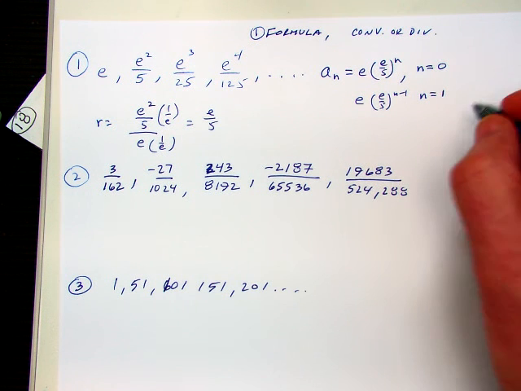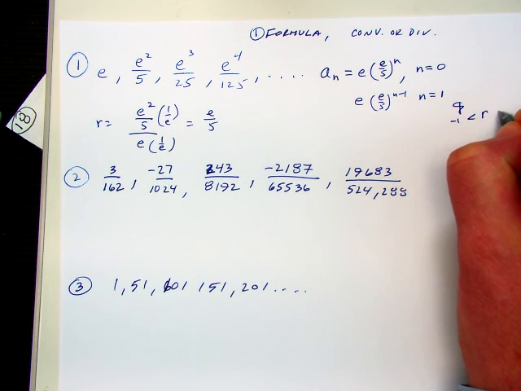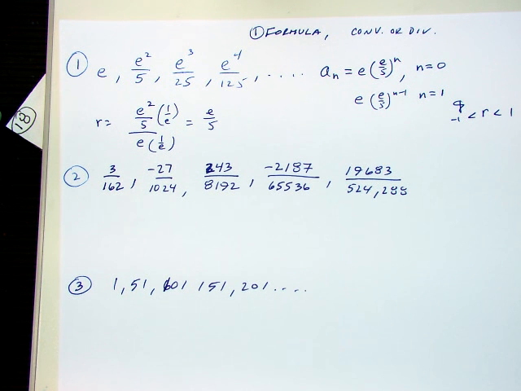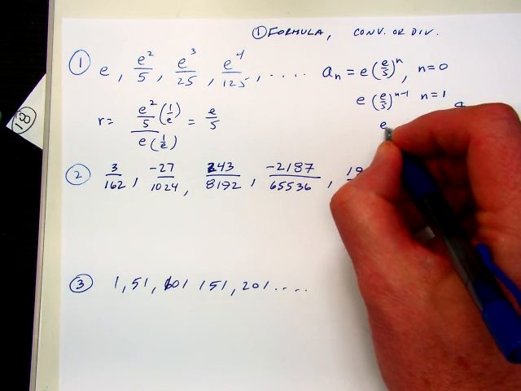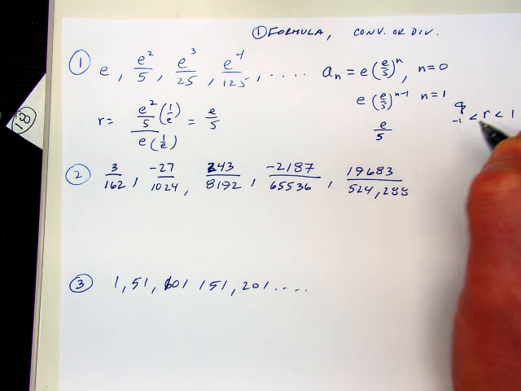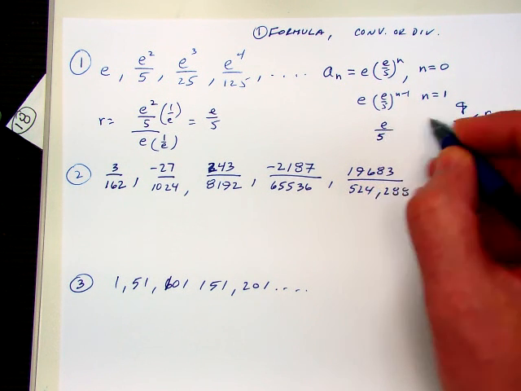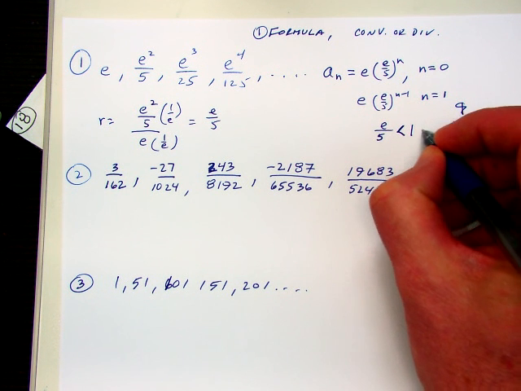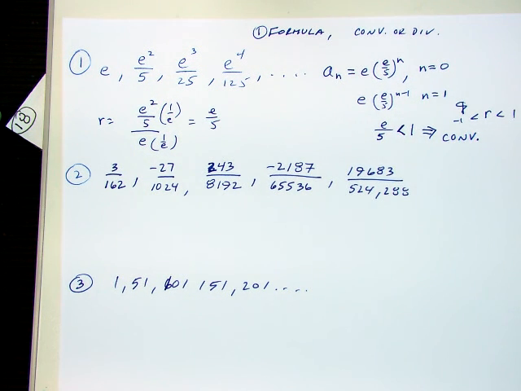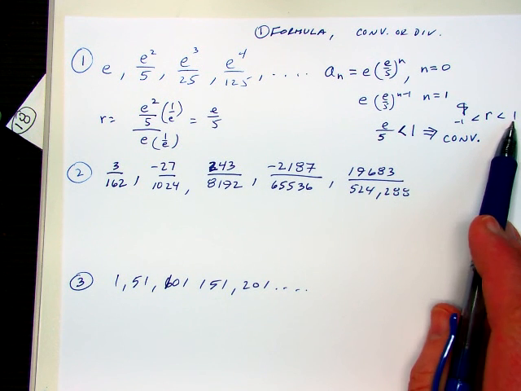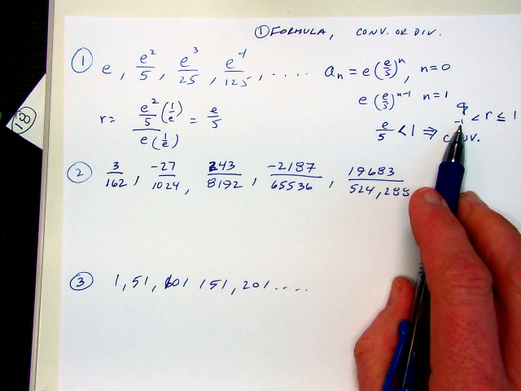Now we need to check if it converges or diverges. In order for it to converge, r must be between -1 and 1. So I look at e over 5. Is that between -1 and 1? Well, this is like 2.7, whatever, divided by 5. So it is, in fact, less than 1, so it converges. You just need to find out if it's between -1 and 1. If it's 1, it does converge, so you can say it can equal 1. If it is equal to -1, it does not.